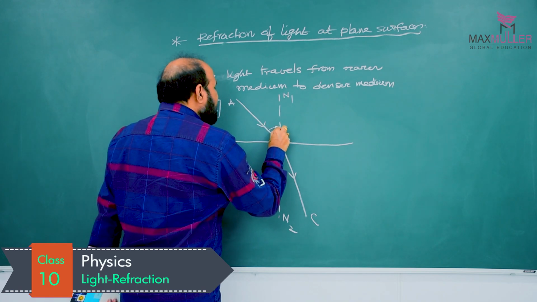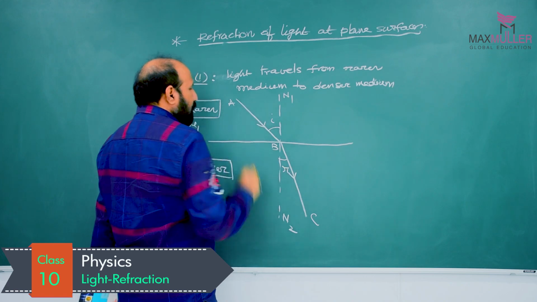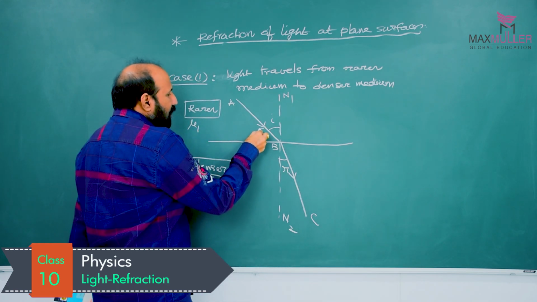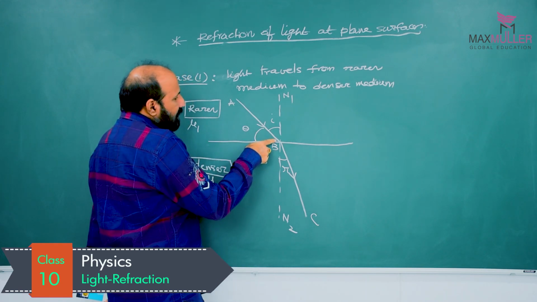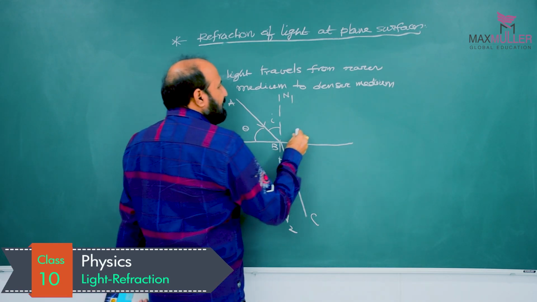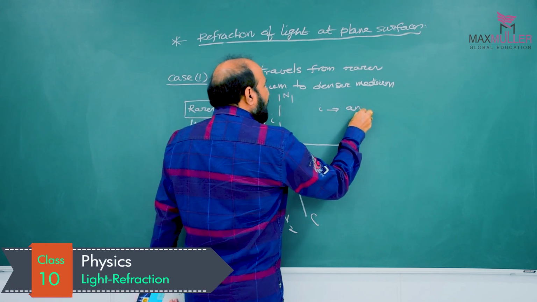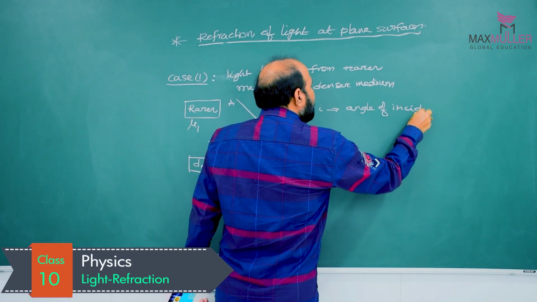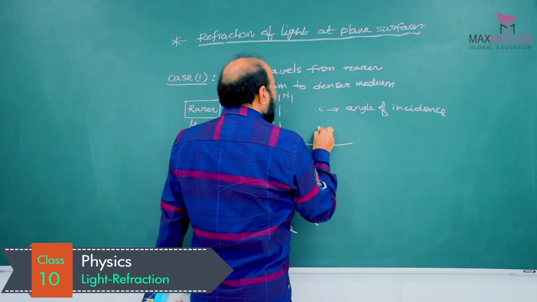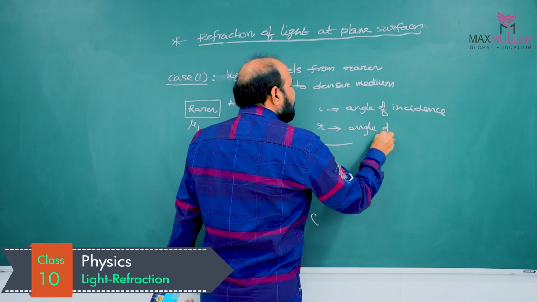Now always angles must be measured with normal. This angle is called glancing angle. The angle made by the incident ray with the surface is called glancing angle. I is angle of incidence. R is angle of refraction.